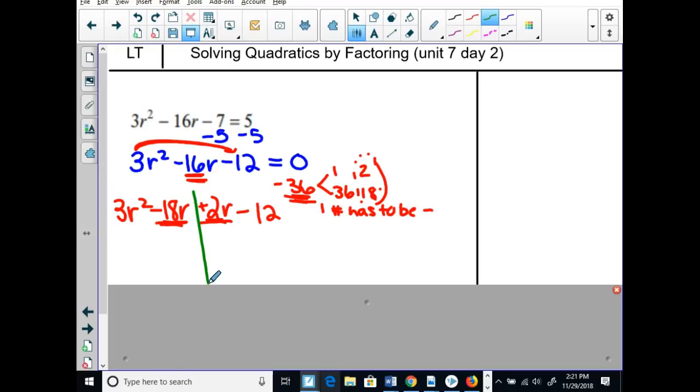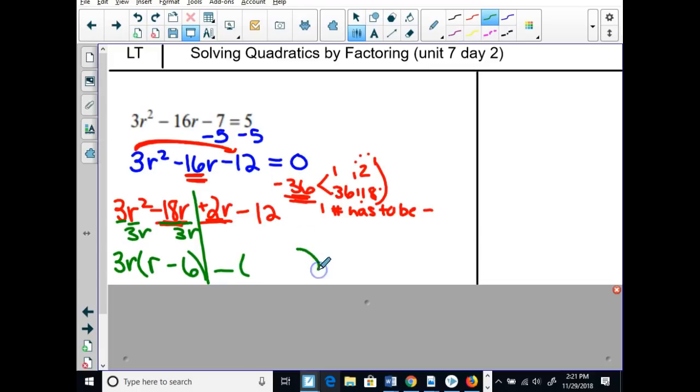I'm going to look at my GCF. 3 and 18, r squared and r. My GCF there is going to be 3 and an r. So I'm going to take a 3r out. What am I left with? Well, 3r squared divided by 3r gives me r. Negative 18r divided by 3r gives me a negative 6.